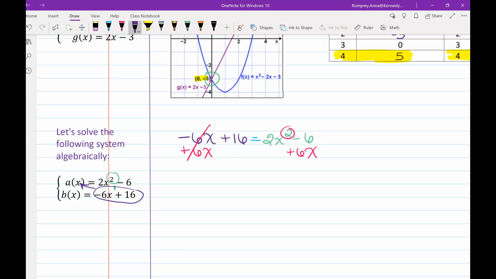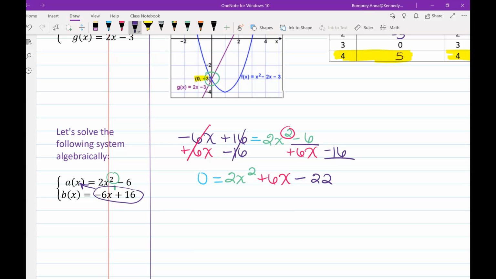And I'm going to go ahead and subtract 16 while I'm at it. So 0 equals 2x squared. That's my only x squared, so that'll start us off. And then I have a positive 6x, no other x's. And then we have a negative 6 and a negative 16. So that gives me negative 22. All right, beautiful. So now I have a nice quadratic.